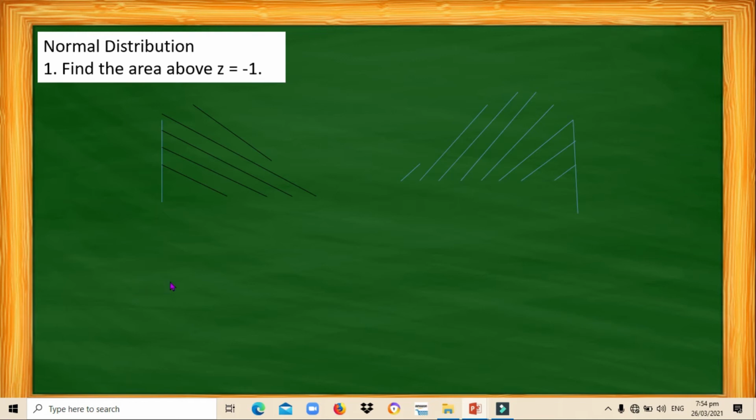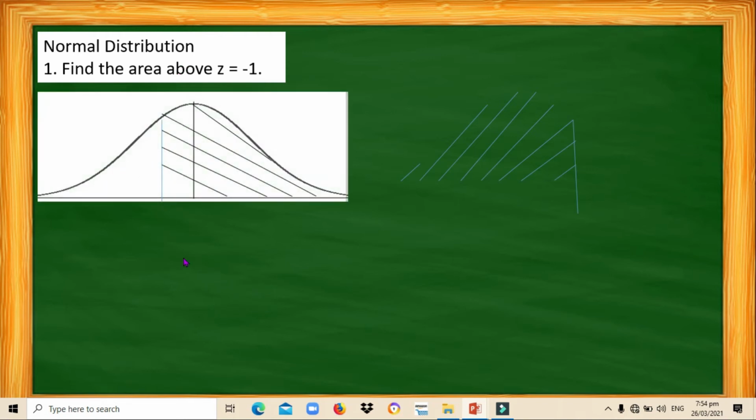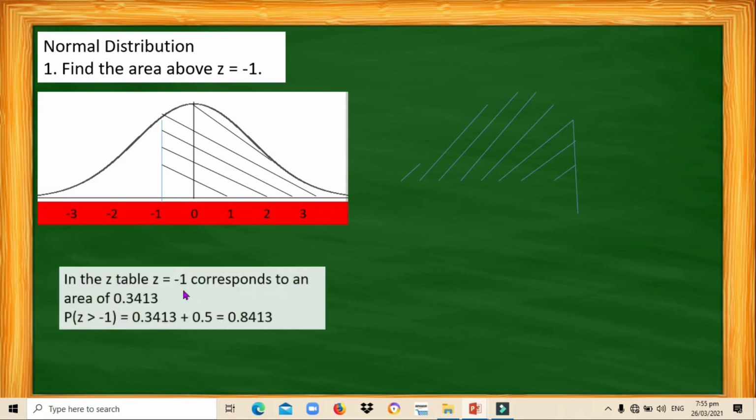Find the area above z equals -1. Take note of the term above. This is our normal curve, and these are the values in the normal curve from -3 to +3, and the middle number is 0. We want to find the area above, so the shaded region goes to the right.